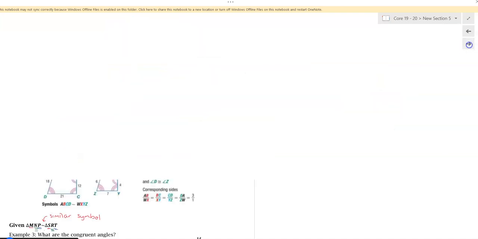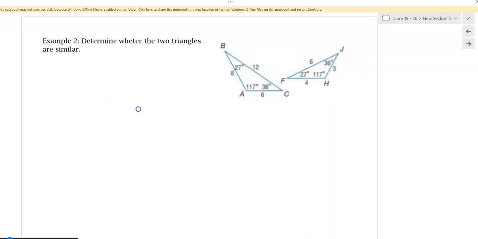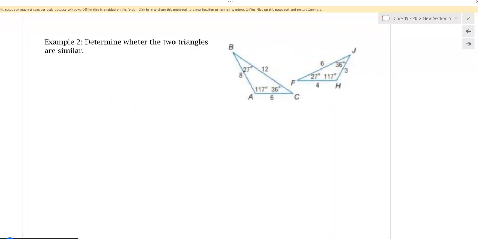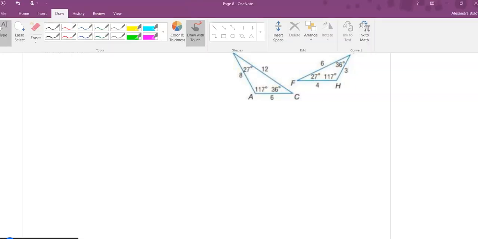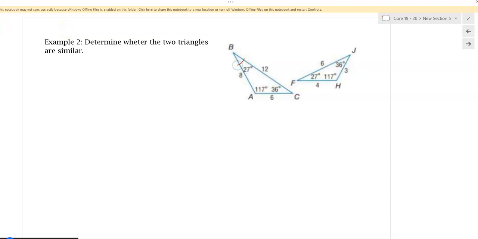Okay, go ahead and look at your next page. One last example. Determine whether the 2 triangles are similar. Well, again, with similarity, I need to show that my angles are congruent and my fractions are equal. So I have angle B here. It is 27 degrees. And so then I want to look, do I have something that is equal to it? Yes. Angle F is also 27 degrees. So angle B is congruent to angle F.